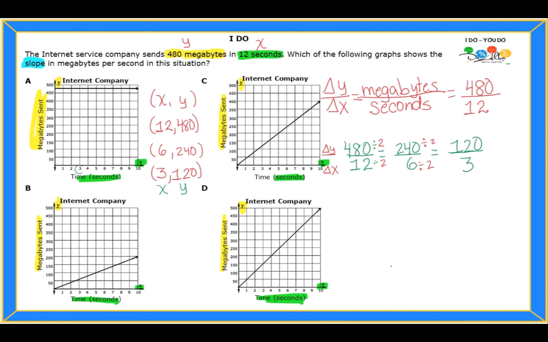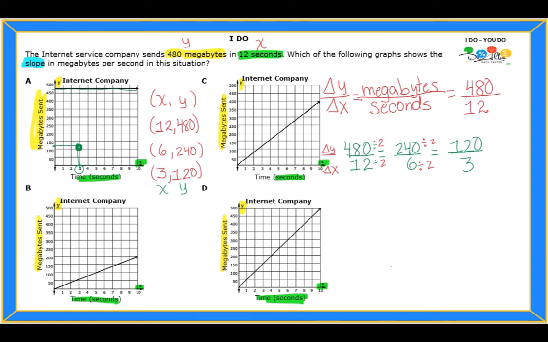Here's 3, and 120 is right somewhere between here. Well, even if I'm not sure about the exact location of 120, look at where the point is. And the line, I see the line way up here. So can that letter A be my answer? No, that point is not even close to the line.